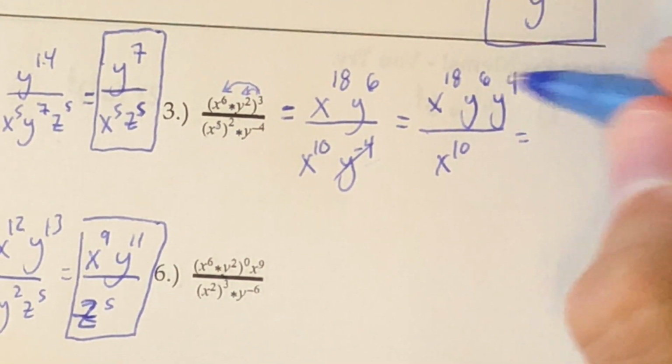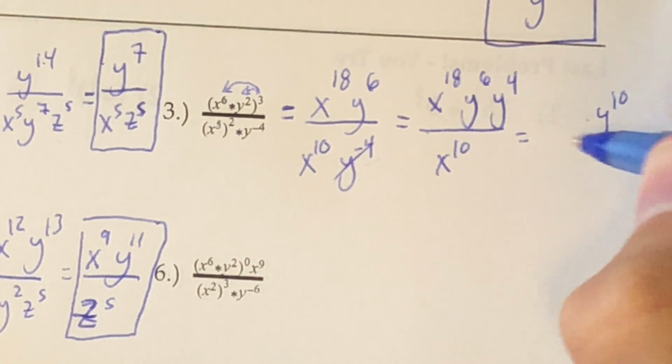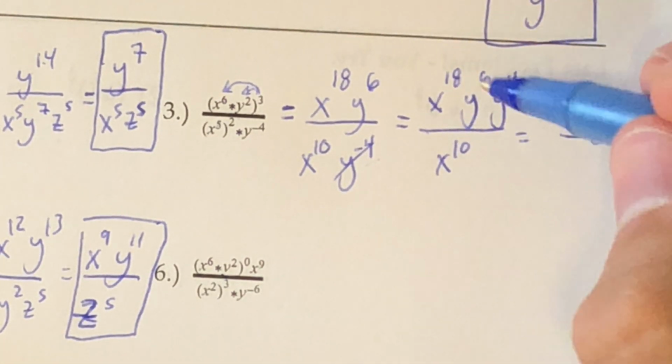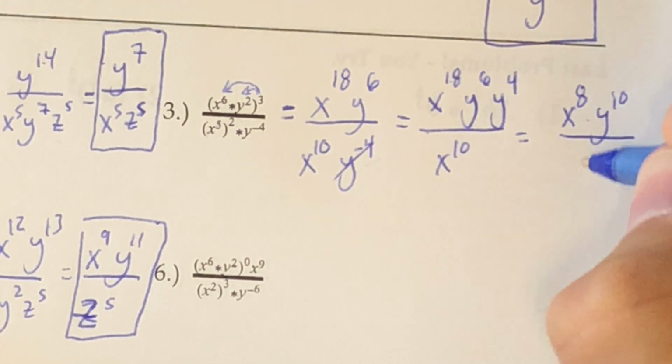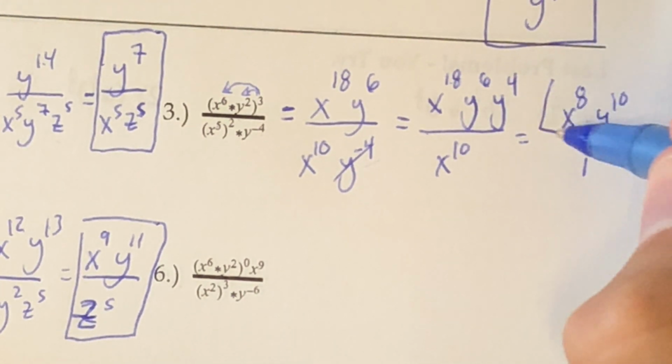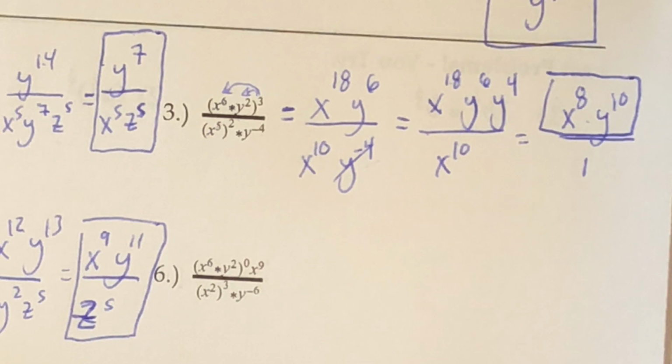We've got a product rule here with y's, and we have a quotient rule with our x's. 18 minus 10 is just 8. So over 1, or anything over 1 is just itself. So x to the 8th, y to the 10th.